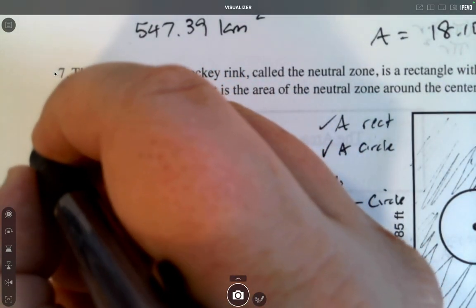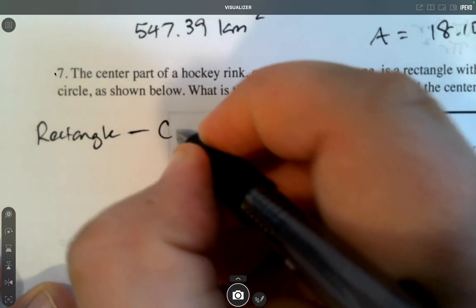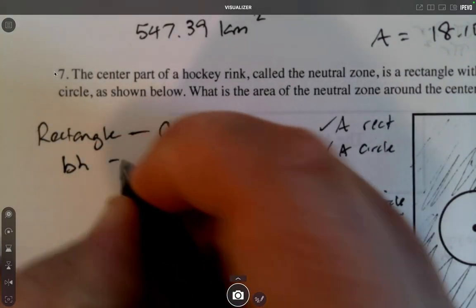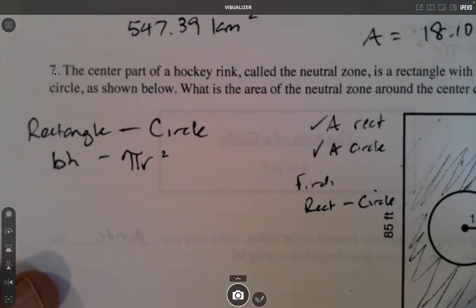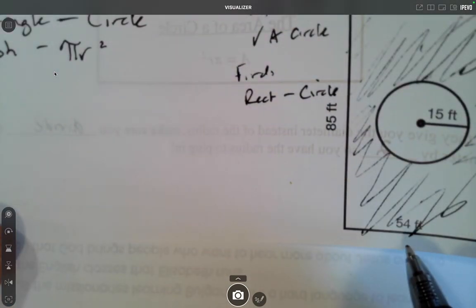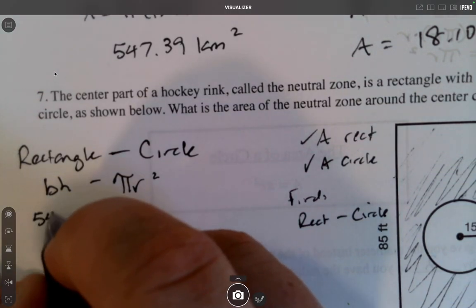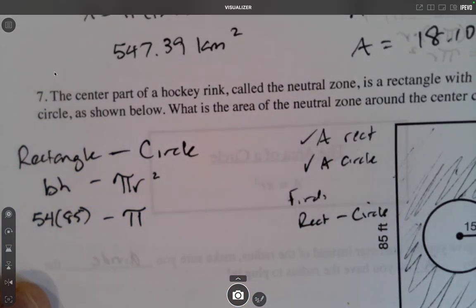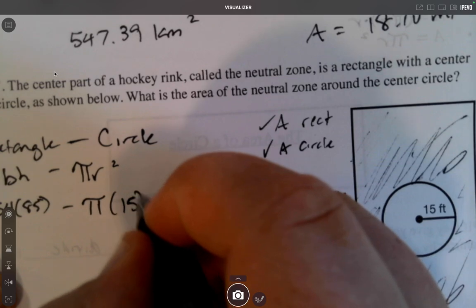So big picture, what we're trying to do is find the area of the rectangle and subtract the area of the circle. So the rectangle, we can use length times width or base times height, doesn't matter. So base times height of the rectangle minus pi r squared of the circle. So our base is 54 feet. Our height is 85 feet. And the radius of the circle is given to us right there. It's 15 feet.